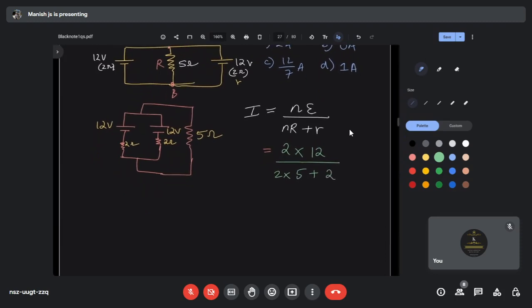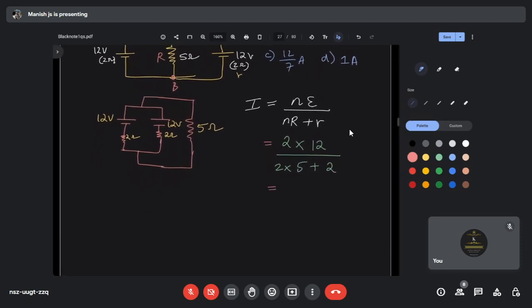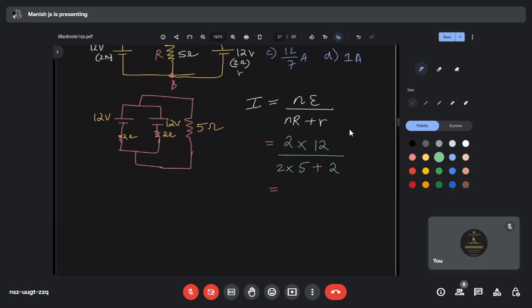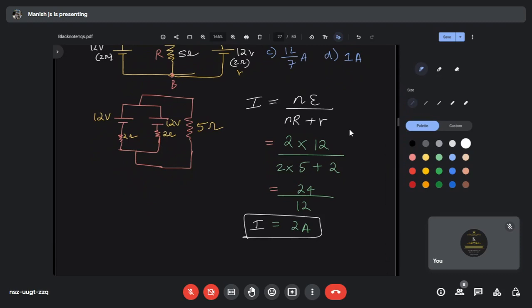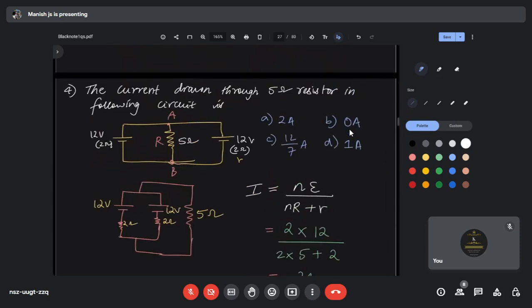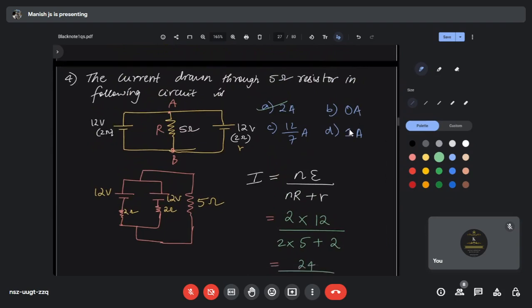That's all. So how much do you get if you simplify this? 2 twelves are 24, whole divided by 2 fives plus 2, which is 12. How much is 24 upon 12? 2. So the answer is 2 amperes. Current is only 2 amperes. So the answer is option A.